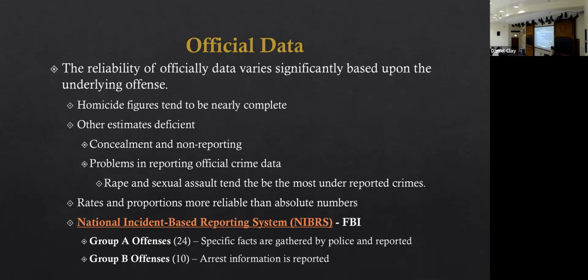Now, we do have a different official data system. It's the National Incident-Based Reporting System. If you want to look at it, you just click this link and it'll take you right to it. It has Group A offenses, there are 24 of them, and Group B offenses. It's kind of like we have index crimes, or Part 1 crimes, and Part 2 crimes. For Group A offenses, specific facts have to be gathered by the police and reported. For Group B offenses, just arrest information is enough.